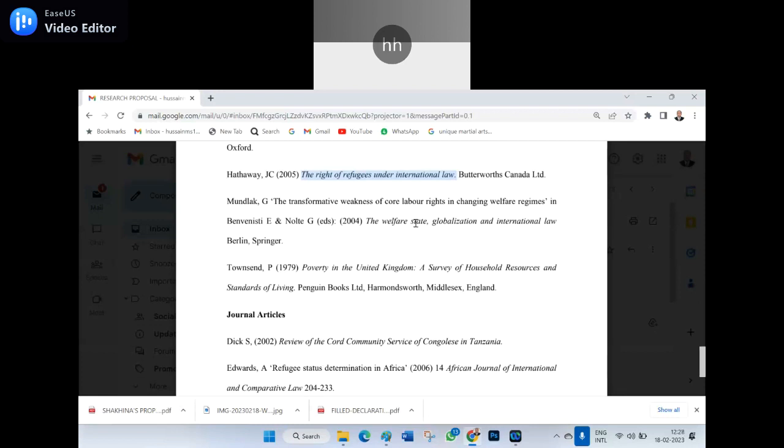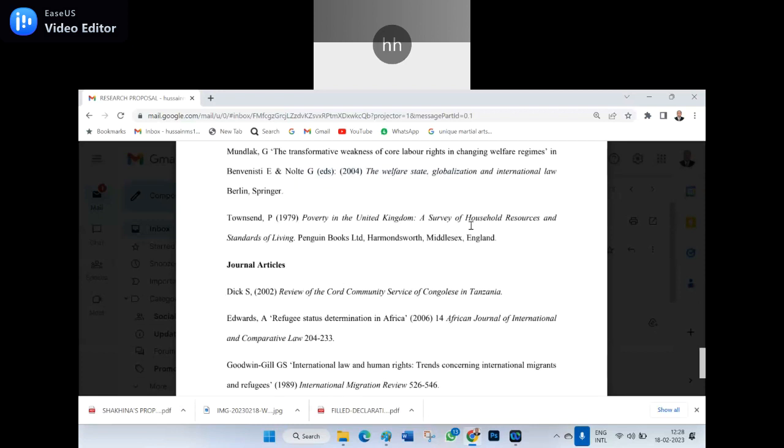But in Welfare, W should be a capital letter. In State, S should be a capital letter. In Globalization, G should be a capital letter. And we should not capitalize "and" because it's a conjunction. Without conjunctions, prepositions and articles, they should not be in capital letters. And International Law, then International Law should be capital letters. There, the I in International should be a capital letter and the L in Law should be a capital letter.